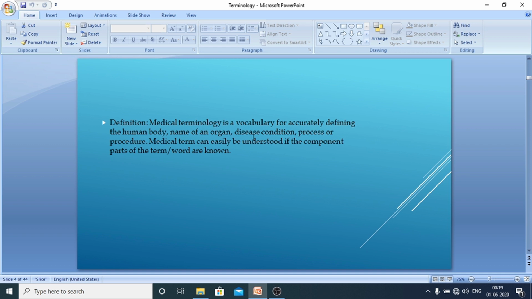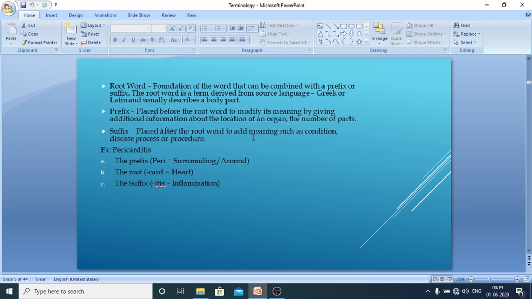Medical terminology is a vocabulary for accurately defining the human body, the name of an organ, disease condition, process or procedure. A medical term can easily be understood if the component parts of the term and words are known. Root word: the foundation of the word that can be combined with a prefix or suffix. The root word is a term derived from a source language, Greek or Latin, and usually describes a body part.